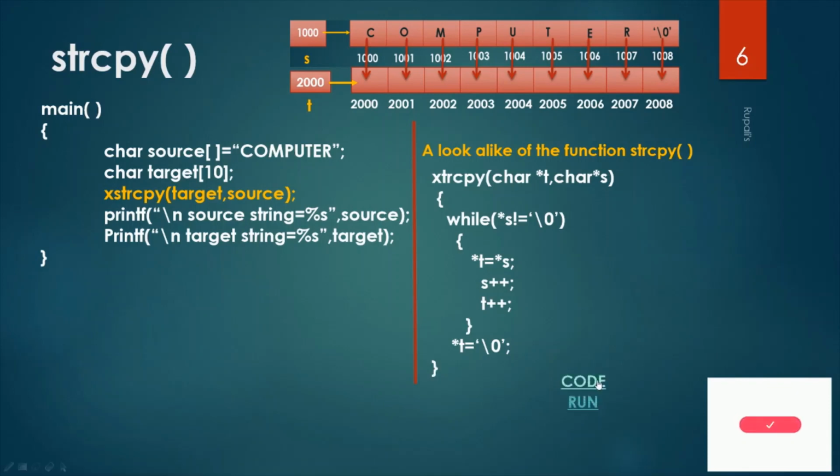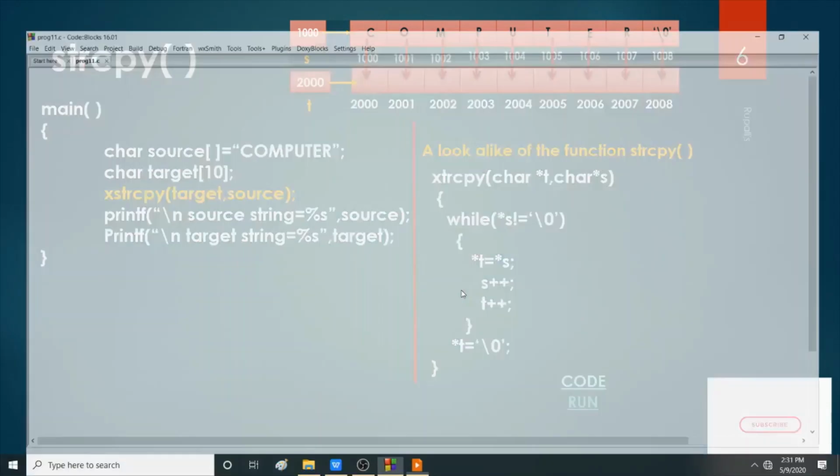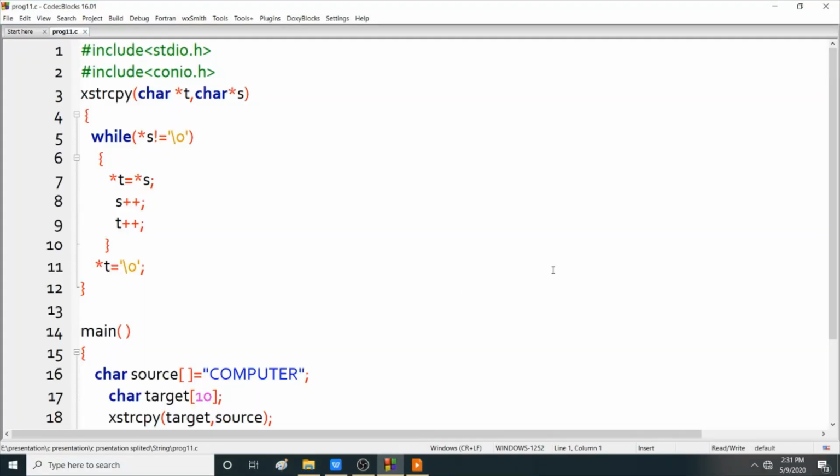So see the code. This is our xstrcpy function. See here, no need to write #include <string.h>. And finally, we already discussed this thing: you have to write *t equal to \0, because this while loop continues till the value of *s equal to \0. So after that last position, because it is a string, you have to write \0 here.